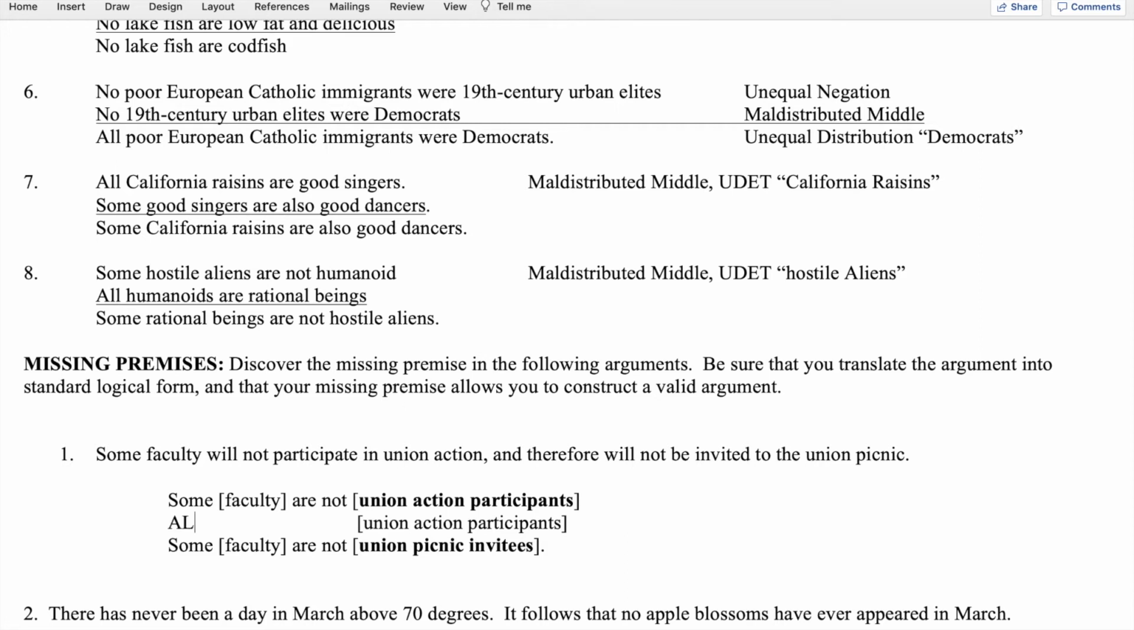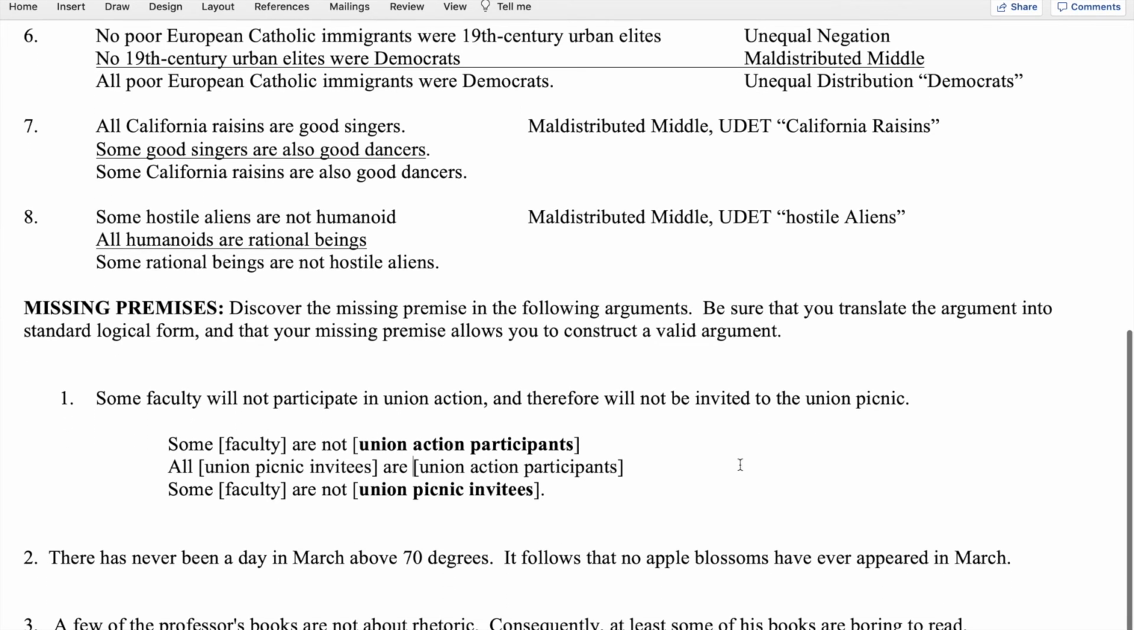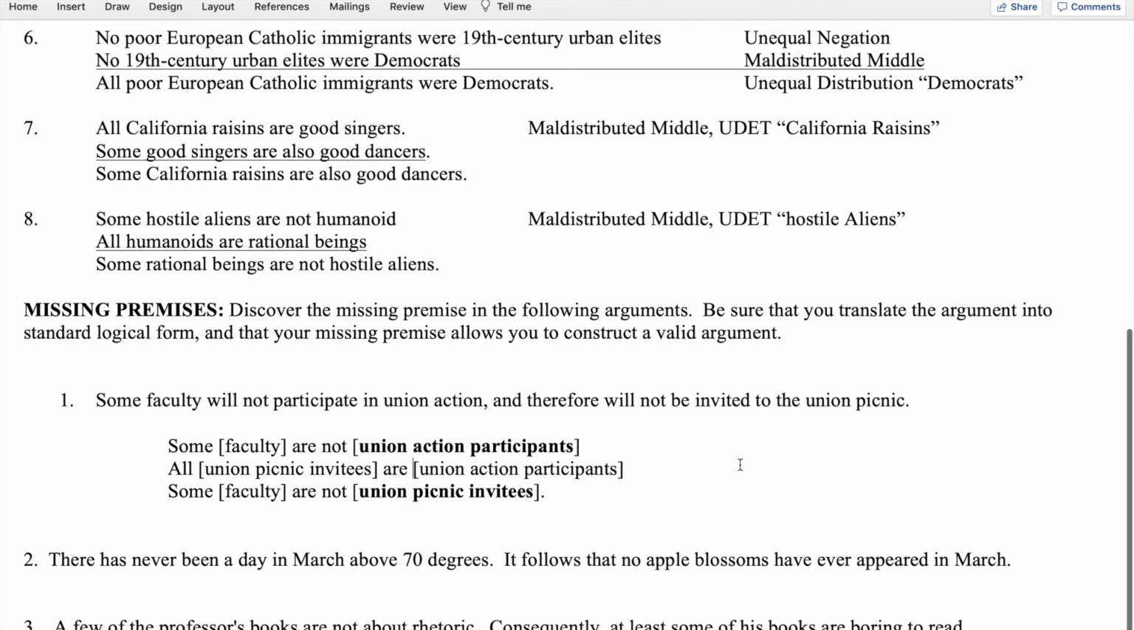So we'll make this into all union picnic invitees are union action participants. And that gives us a valid syllogism with the missing premise: all union picnic invitees are union action participants.